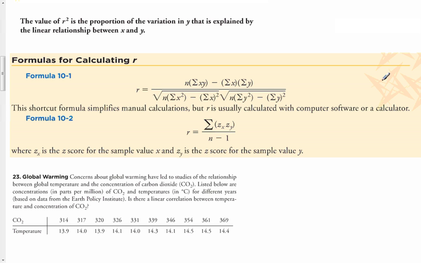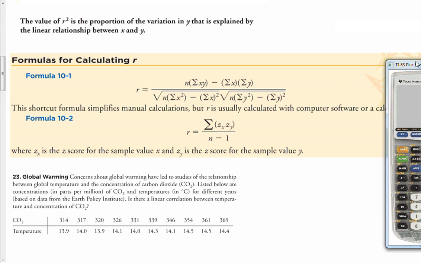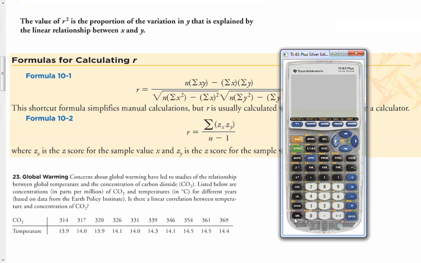Let's bring out our TI-83. So we bring out the TI-83, turn it on. And what we're going to do is we're going to go to Stats, we're going to go to Edit, and we're going to edit our list so that L1 contains the CO2 levels. So you see the CO2 levels are all here in L1. So this one contains all 10 CO2 levels. And L2 contains all 10 temperatures.